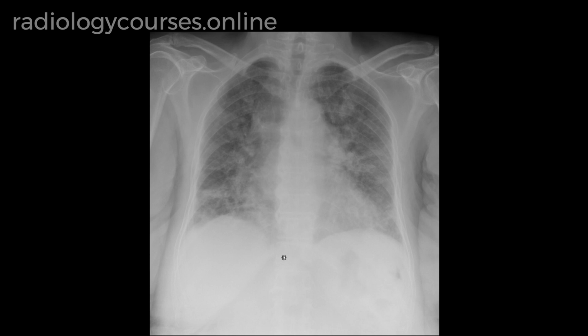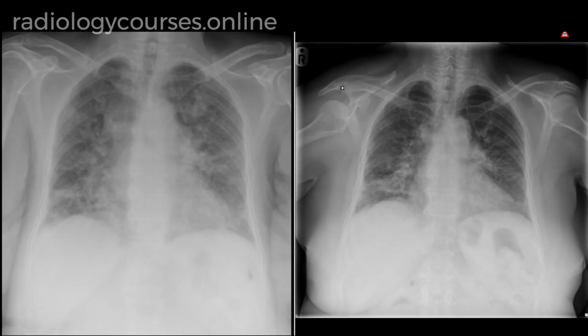Most importantly, I would like to view any previous radiographs, especially those performed a few weeks, a few months, or years earlier. At that moment, the examiner might provide a previous radiograph which was done about 8 years ago. So here we have a previous radiograph from 8 years ago, which shows an ill-defined, non-homogeneous opacity in the right lower zone, which is present on the current radiograph as well.